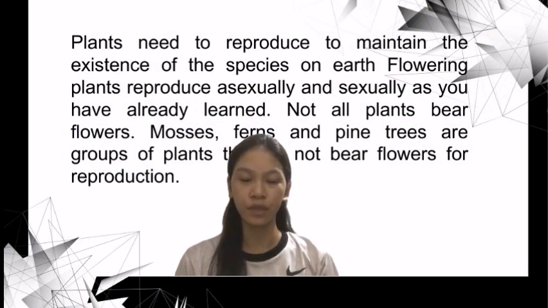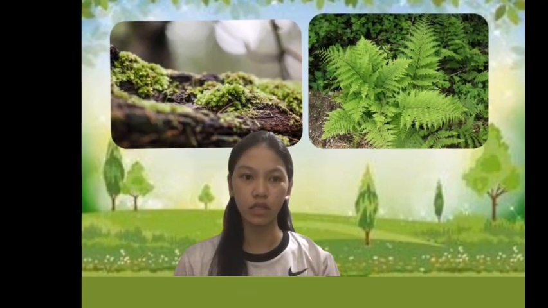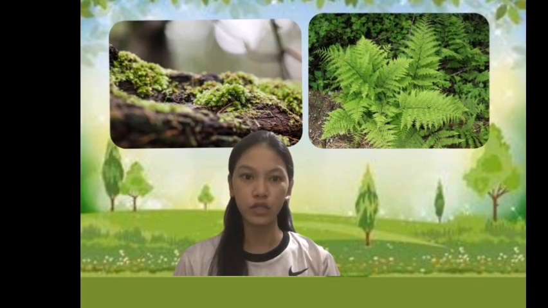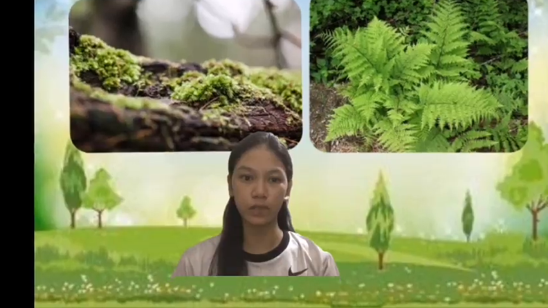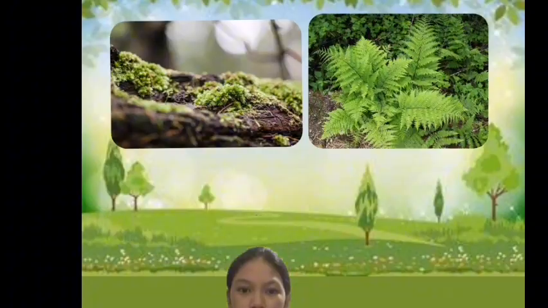to reproduce. Spore-bearing plants are simple or primitive plants, for example, mosses and ferns. These plants release thousands of tiny spores which are spread by wind or water. All spore-bearing plants need plenty of moisture to reproduce and grow, so most live in damp or shady areas.